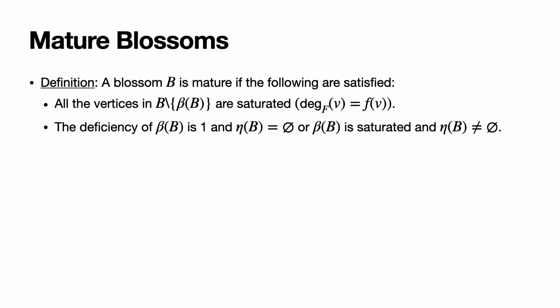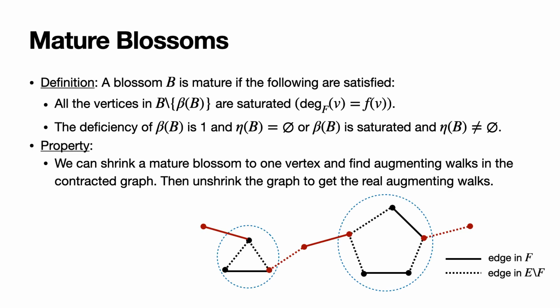Next, we define the concept of a mature blossom. A blossom B is mature if, first, all the vertices in B\beta(B) are saturated. Second, the deficiency of beta(B) is 0 and eta(B) is empty, or beta(B) is saturated and eta(B) is not empty. With the definition of a mature blossom, we can shrink a mature blossom to one vertex and find augmenting walks in the contracted graph. Then, we expand the blossoms to get the real augmenting walks. In the rest of this talk, the blossoms are referring to mature blossoms.